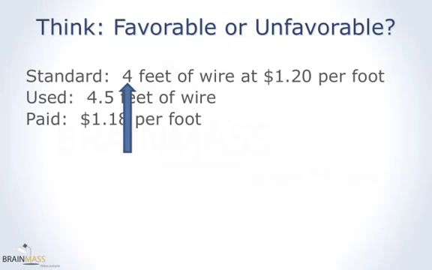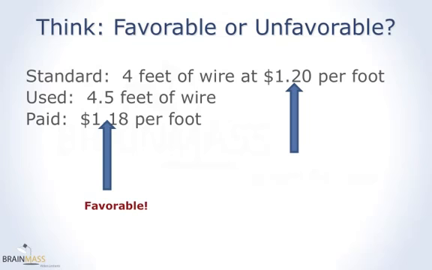We should have used 4 feet of wire. We actually used 4.5 feet of wire. We used too much. Unfavorable. We should have paid $1.20. We paid $1.18. We paid less. That's favorable.